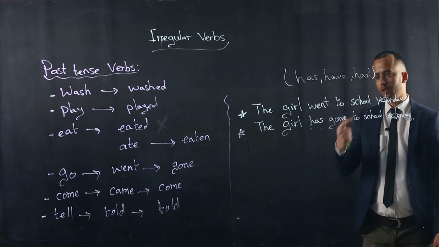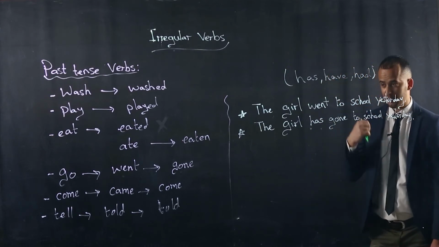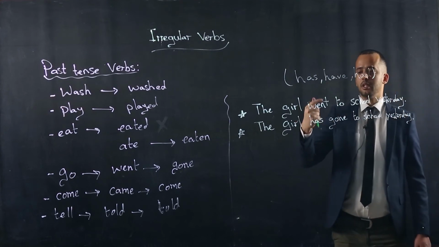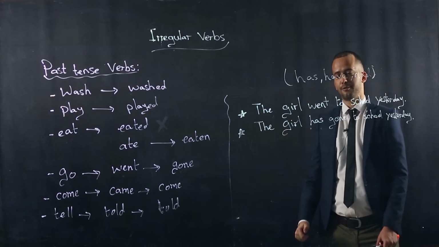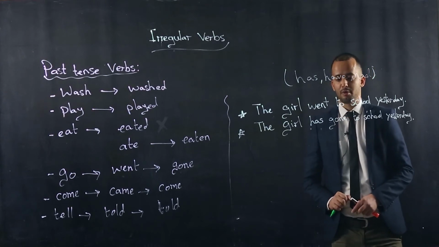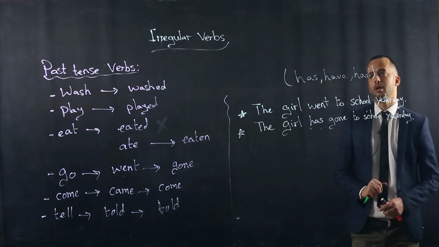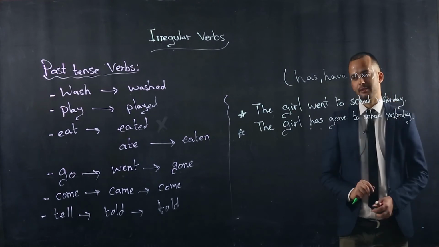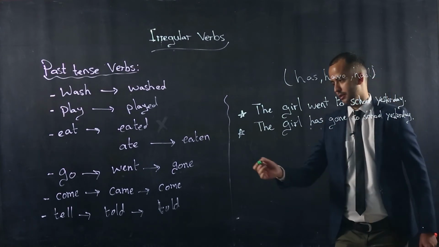Both of them are talking about events or actions that happened in the past, but one of them is with the past tense form, and the other is with the past participle form of the verb, following the helping verb has. Let's take another example.